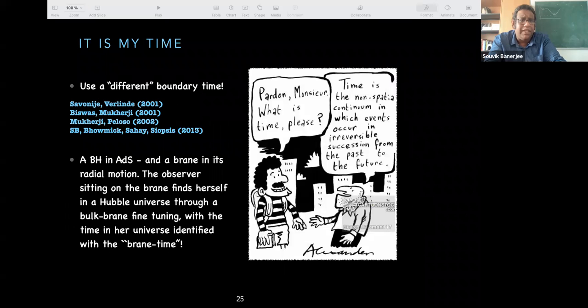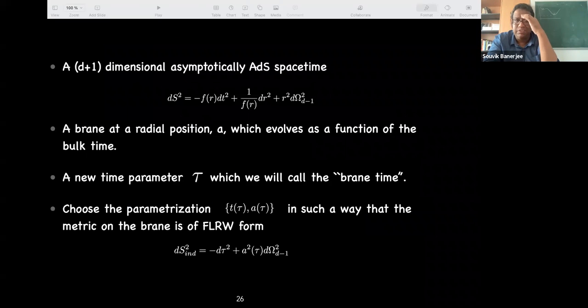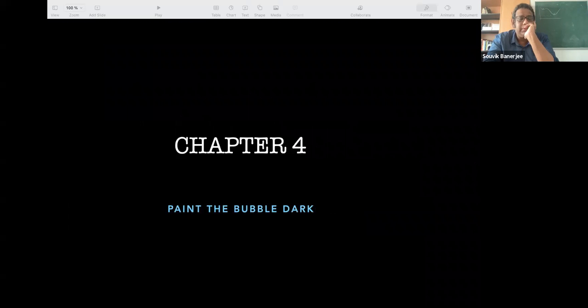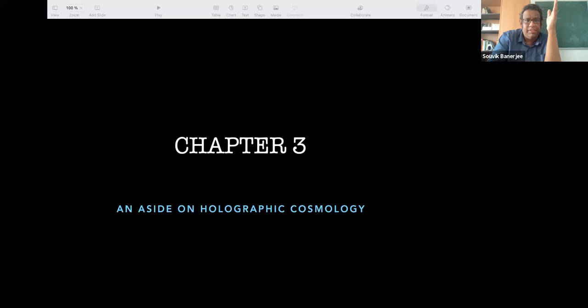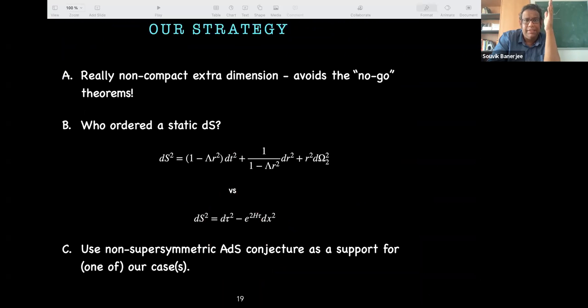So these are kind of an aside, which I mentioned to show the motivation of this construction, and we can do a similar thing, but in a slightly different way. Now in our world, we want a universe with a positive cosmological constant on our bubble world. So to end up getting a de Sitter universe on the bubble world, we resort to the holographic way. And this is one way to take care of point B that I mentioned here, that you are producing de Sitter in a dynamic patch, not the static patch of de Sitter.